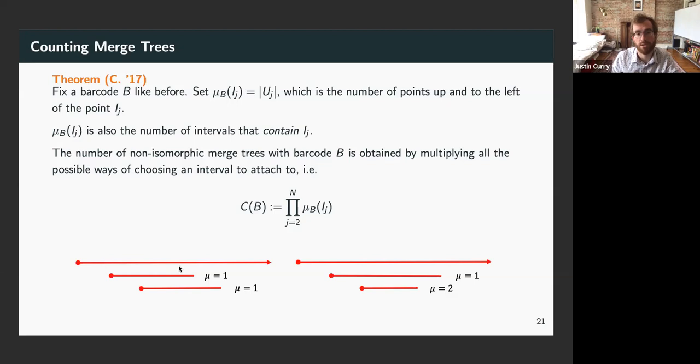So here are 2 barcodes that have equal numbers of intervals, but they actually have different amounts of redundancy. So there's a unique merge tree that encodes the barcode on the left, but there's actually 2 that map to the barcode on the right.